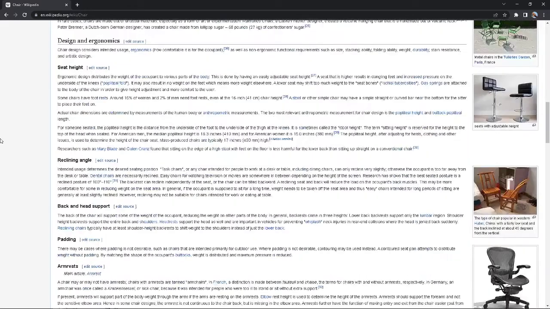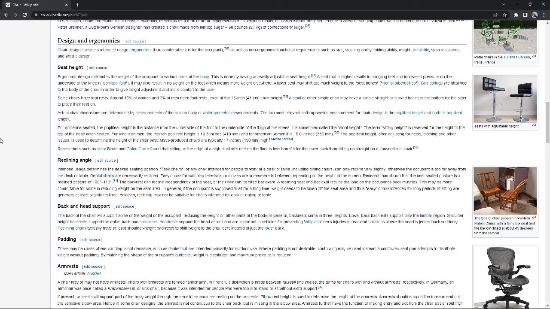Design and ergonomics. Chair design considers intended usage, ergonomics, how comfortable it is for the occupant, as well as non-ergonomic functional requirements such as size, stacking ability, folding ability, weight, durability, stain resistance, and artistic design. Seat height. Ergonomic design distributes the weight of the occupant into various parts of the body. This is done by having an easily adjustable seat height.